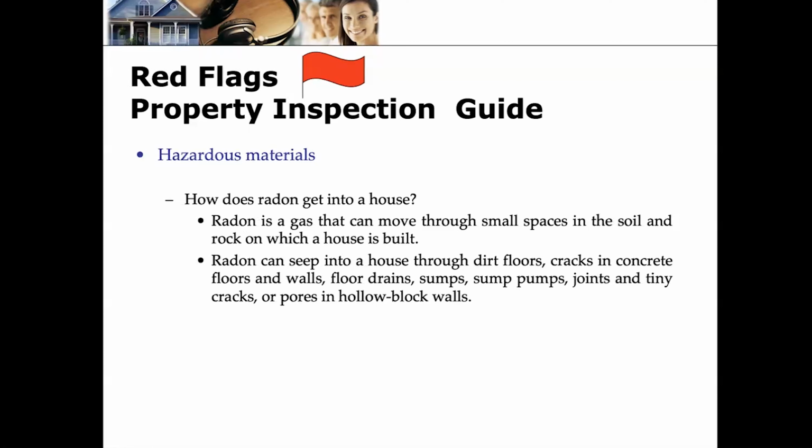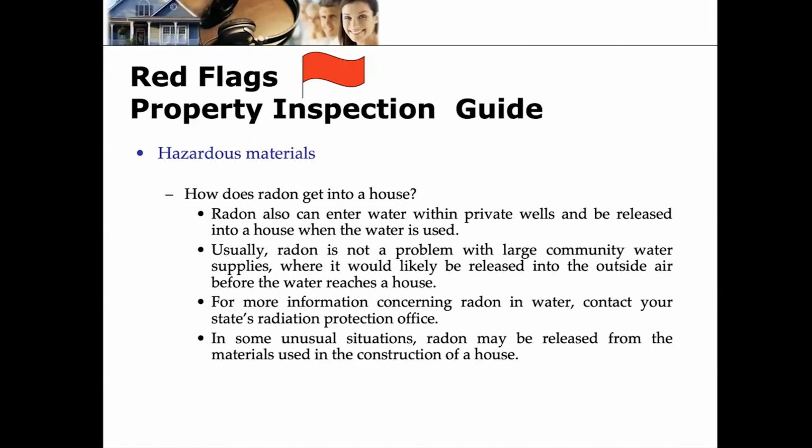How does radon get into the house? It's a gas that moves through small spaces in the soil and rocks in which a house is built, seeps into the house through dirt floors, cracks in concrete floors, walls, floor drains, sump pumps, joints, tiny cracks or pores in hollow brick walls. So it seeps in. If it's got radon around it, it'll find its way in. You just have to look for it.